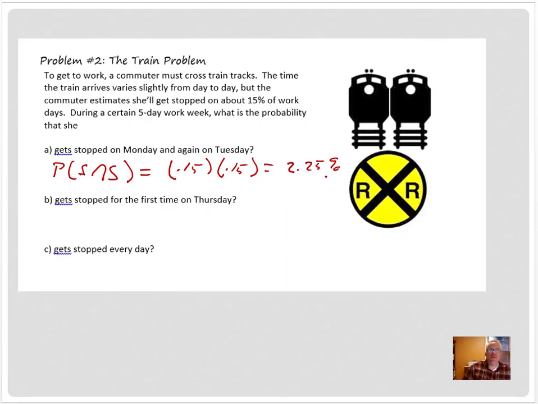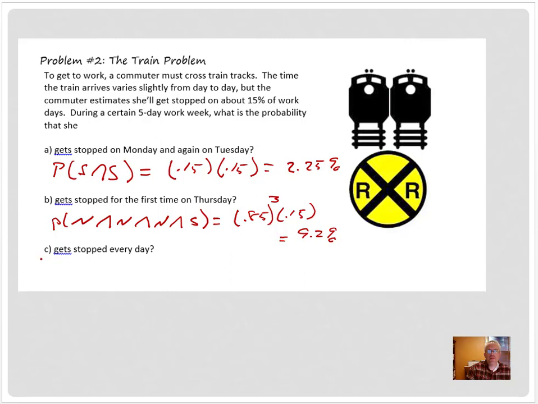What's the probability she gets stopped for the first time on Thursday? So we have to think about what happens. She doesn't get stopped on Monday, so I put N for not stopped, and not stopped on Tuesday, and not stopped on Wednesday, and stopped on Thursday. We don't care about Friday. So the probability she doesn't get stopped is 0.85. We have 3 of those, so I'm going to say 0.85 to the 3rd power times the probability she gets stopped, 0.15. And this time I get 9.2% chance.